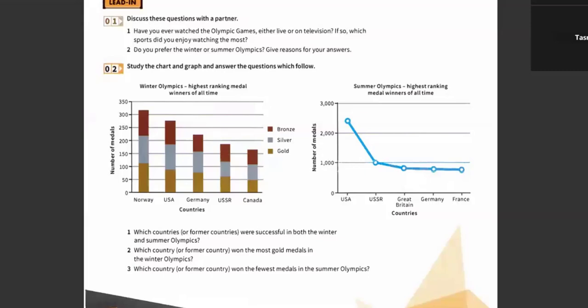We know that because all three of these countries are included in both of the graphs and charts, both of the diagrams, which tell us which countries are the highest ranking medal winners of all time. Because these three countries are common in both of the diagrams, it means that all three of them were successful in both Summer and Winter Olympics. Okay? And USSR, you know the abbreviation of USSR, right?